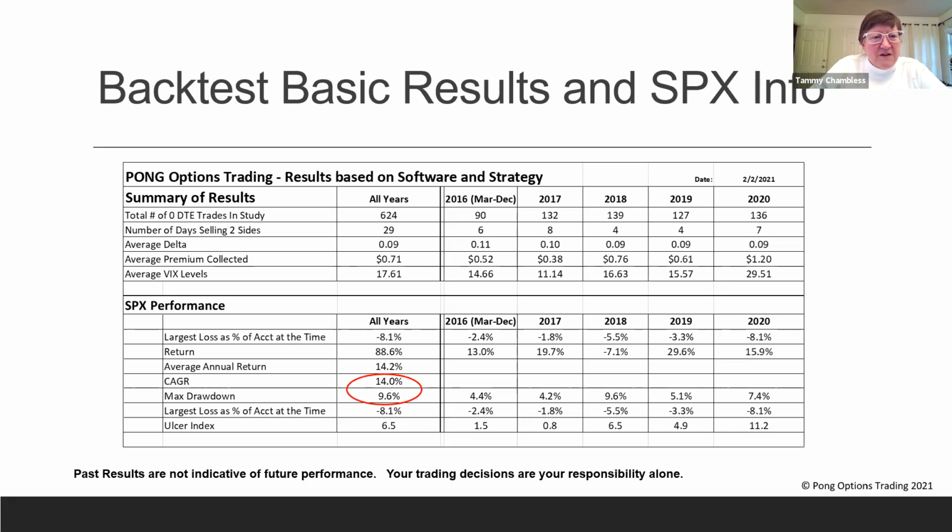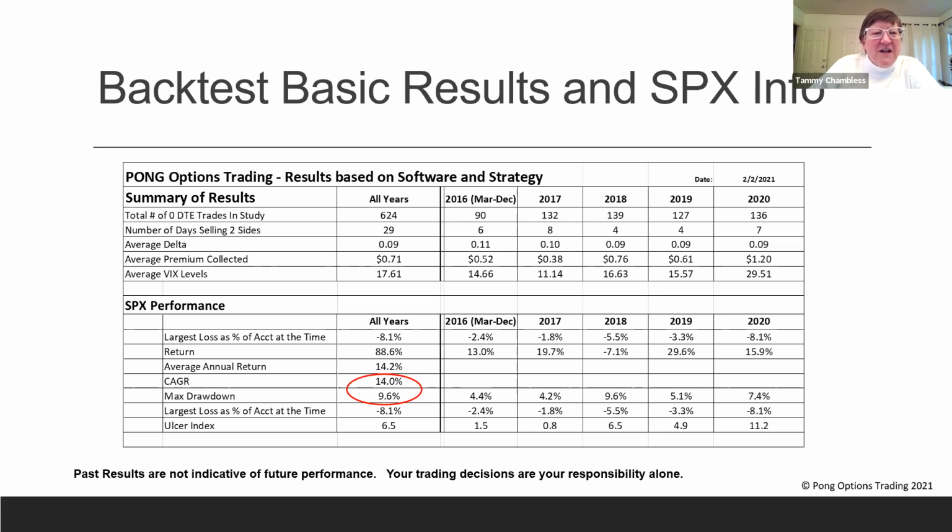But CAGR is compounded annual growth rate. So it's a good measure. It's calculated using returns from the year, but it is factored to average that out over, give you a good average rate of return that you can expect trading this. And the max drawdown.